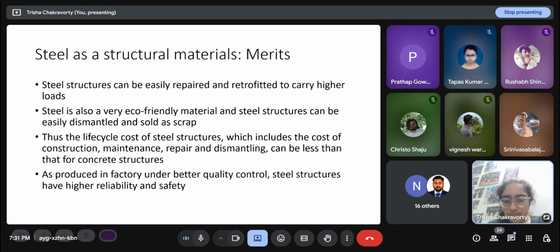As steel is produced in a factory under better quality control, steel structures have higher reliability and safety. Better quality control comes since the beams, columns and structural sections are directly produced in the factory, and just the mantling part is done here, while in concrete the entire process is done on the site itself, and there is lesser quality control because, being in India, I'm sure you all know that there's a lot of corruption and nonsense going on at the sites, which is slightly reduced if you directly produce it in the factory.